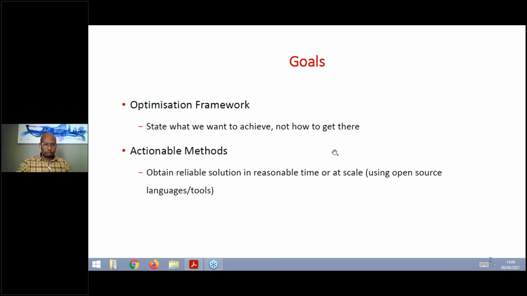Sorry about that. By an optimization framework, I mean, we state what we want to achieve, but not how to get there. So when you solve a problem, you say what it is that you want to solve, you feed the problem into a solver, and then the solver returns a solution. These optimization methods must be actionable. By actionable, I mean they must obtain reliable solutions in reasonable time or at scale, and preferably using open source solvers.